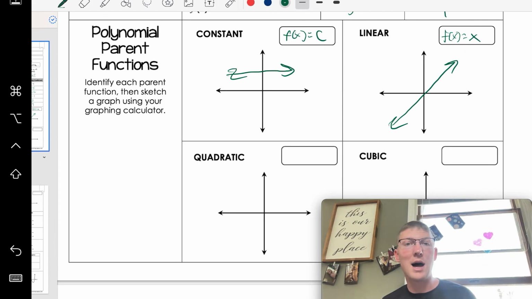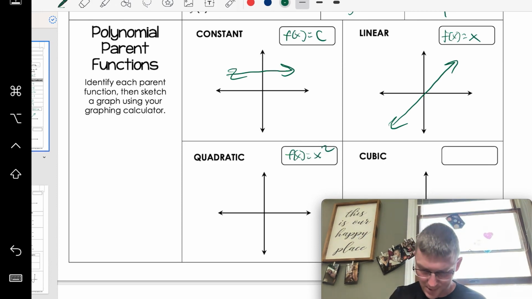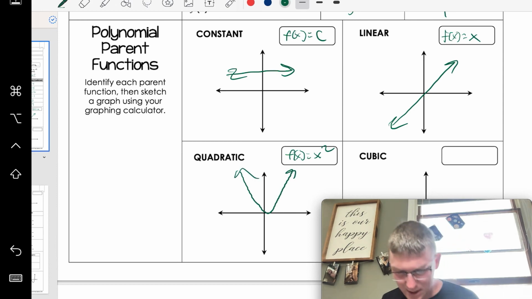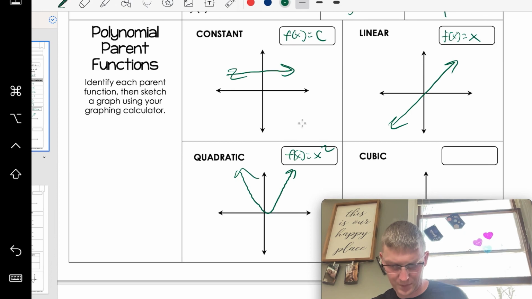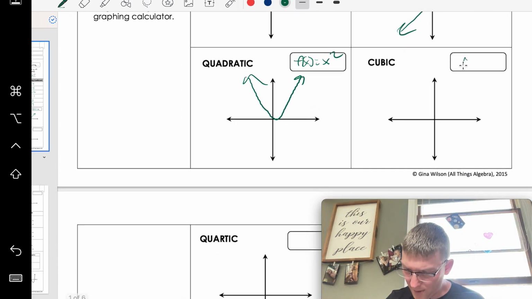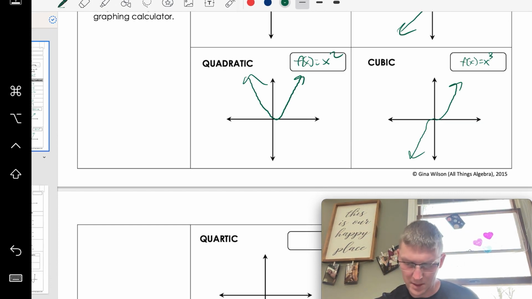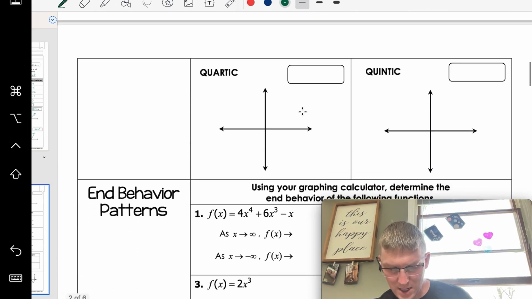Okay, we've done a lot with quadratics: f of x equals x squared. Hopefully by now you know that that's not quite a V, and that it should be a little bit rounded. And cubic, that's going to be f of x equals x cubed. This is where we start to get a little fun. This is going to be a little wavy, kind of like that.